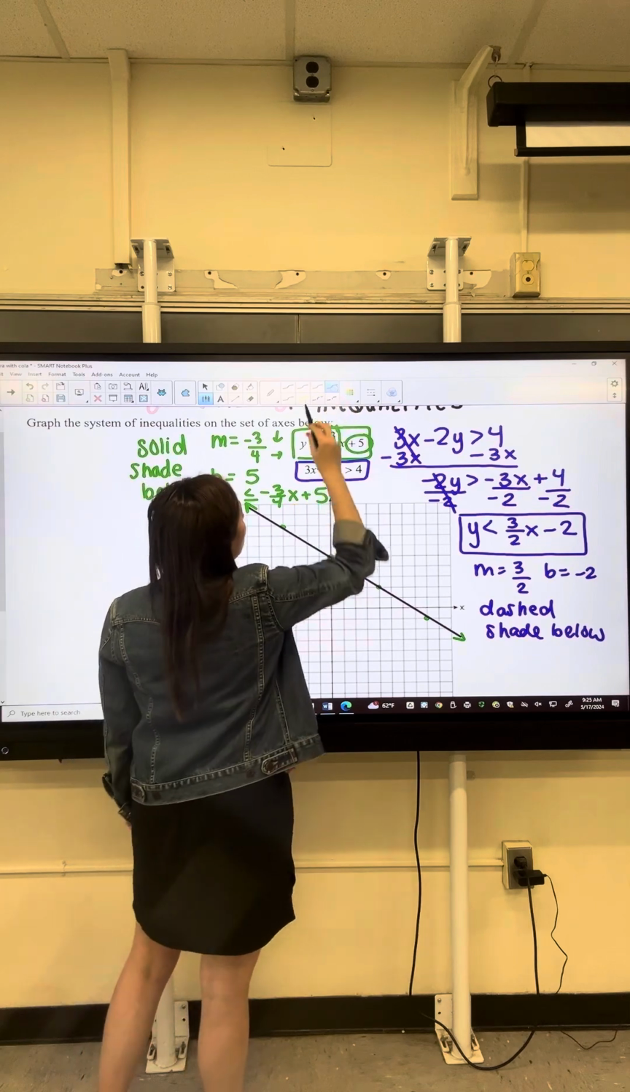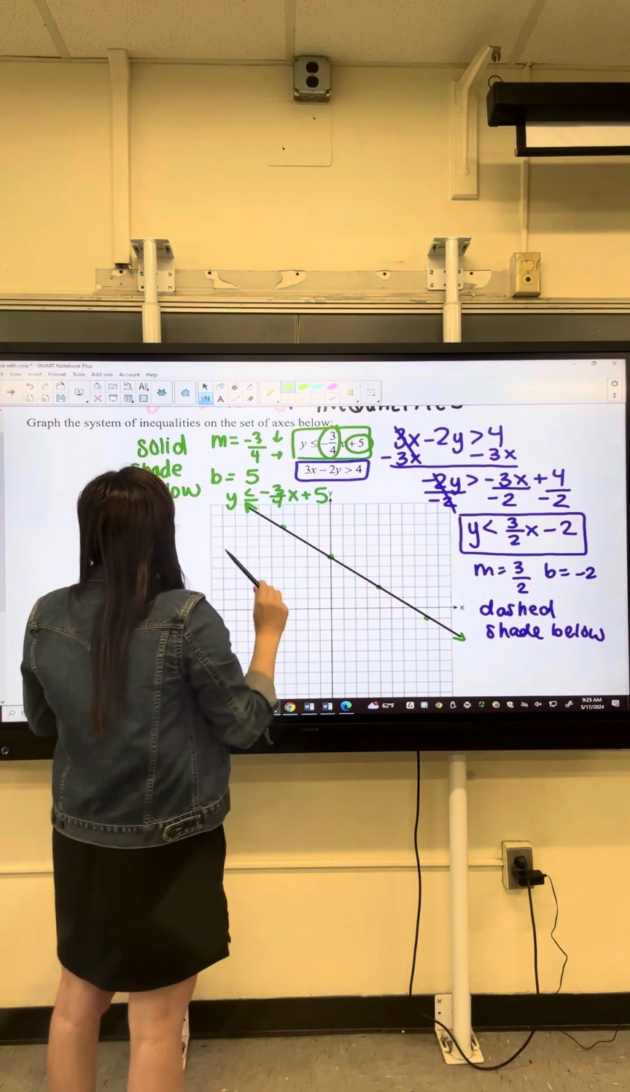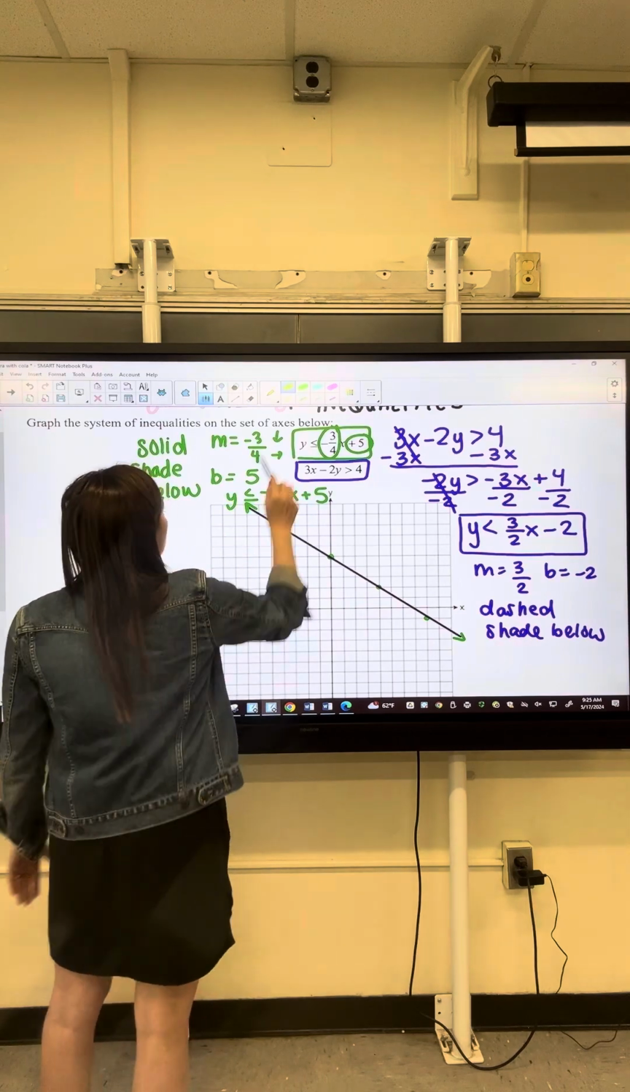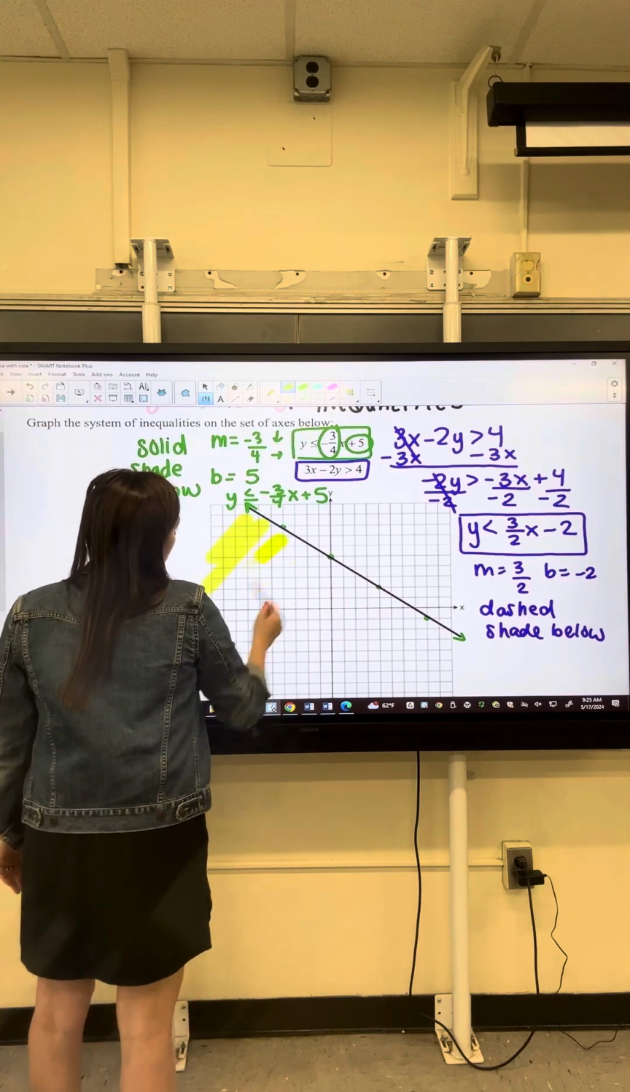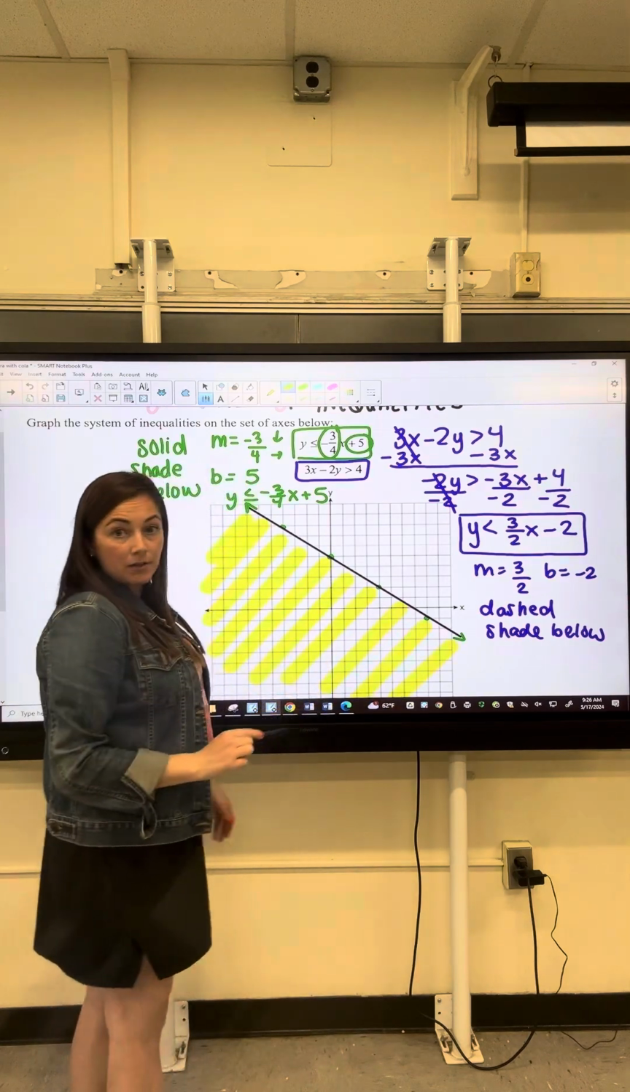And now we are going to shade. I like to shade right now. So I'm going to use my highlighter. I am going to be shading below. So I'll use yellow. So I'm going to shade underneath the line. When I say below, I mean down towards the ground.